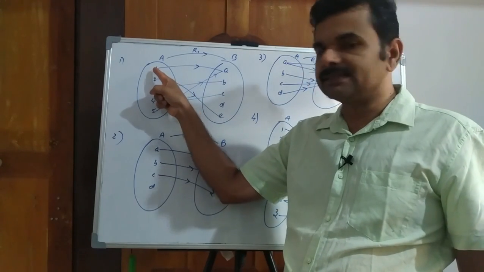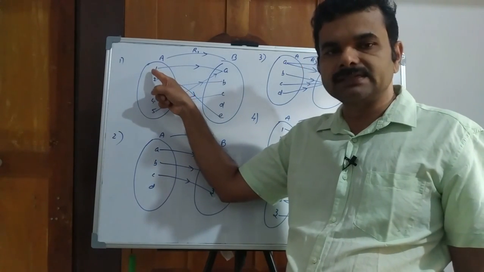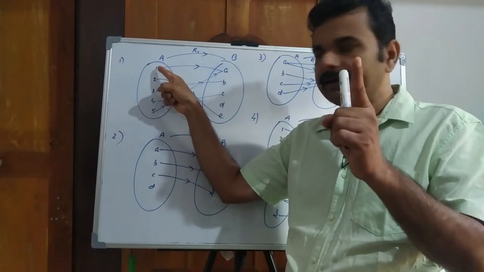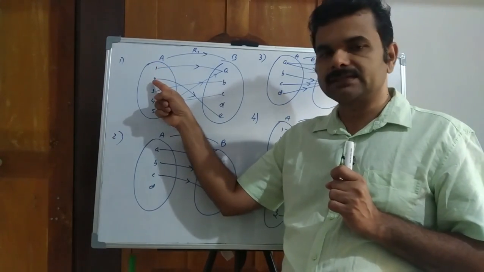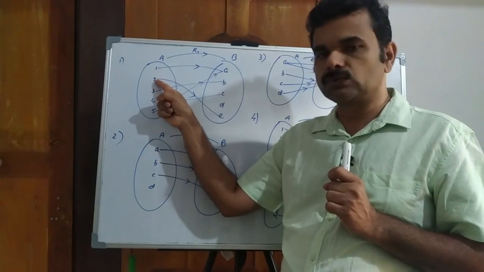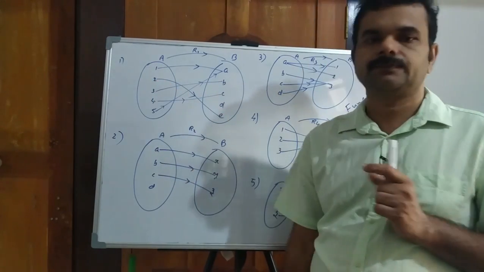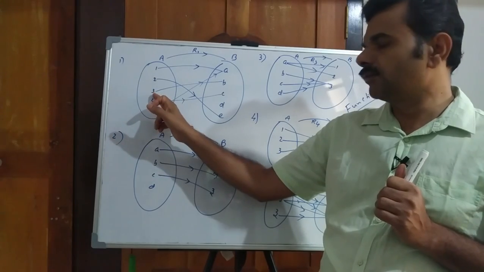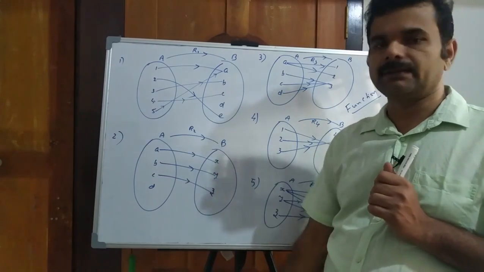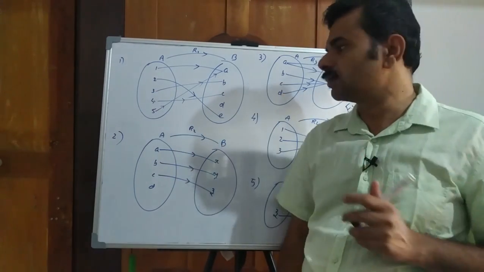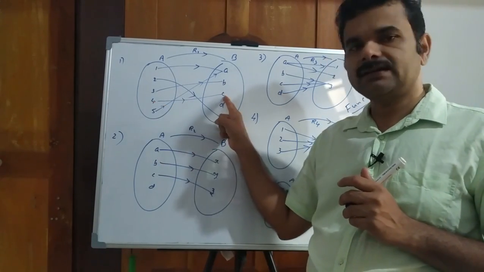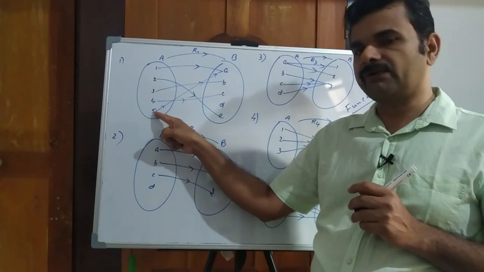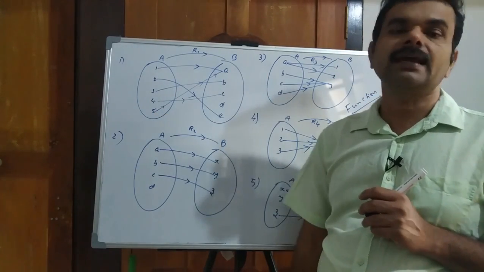How many images are there for the element 1? Only one, that is A. How many images for element 2? Only one, that is E. How many for 3? Only one, that is B. Only one is very important. How many images for 4? Only one, that is C. How many for 5? Only one, that is A.